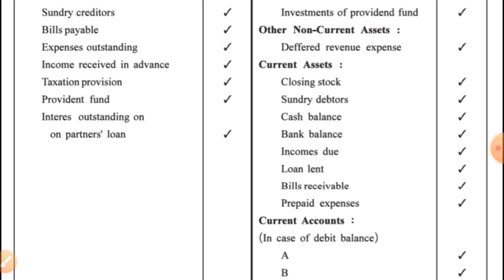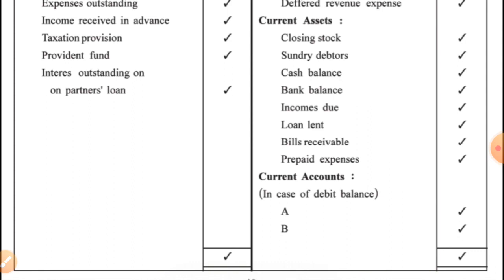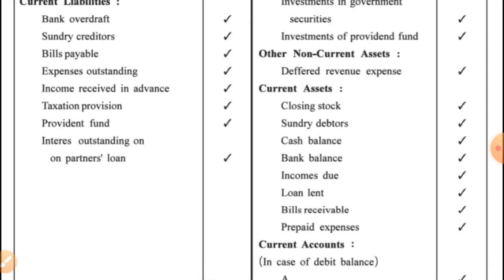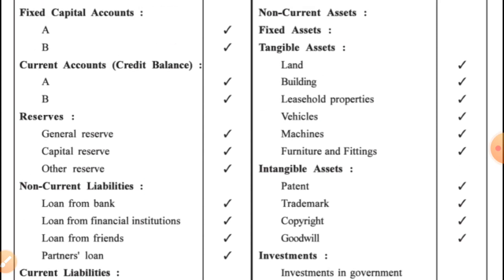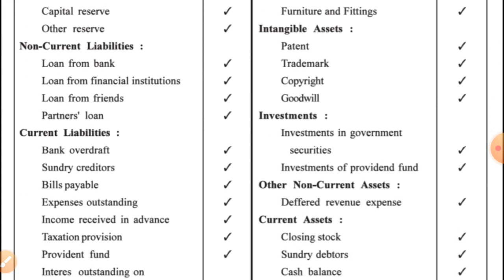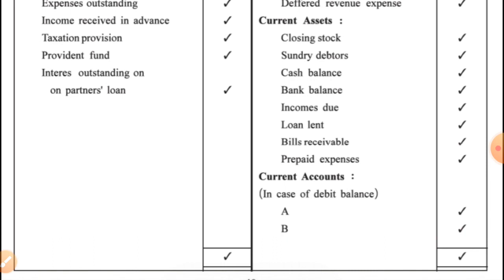Then afterwards, if there is a debit balance of the current account of any of the partners, it will be recorded on the asset side, and if there is a credit balance of the partners' current account, it will be recorded on the liability side. At the end, both the liability and asset sides should tally. If the totals of both sides are equal, it means our answer is correct. So that was the last topic that I wanted to explain.